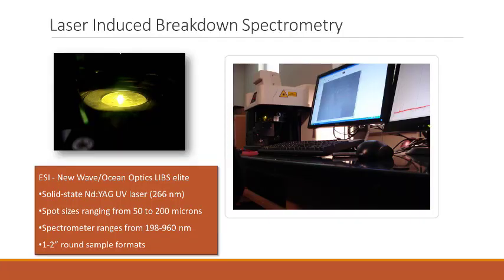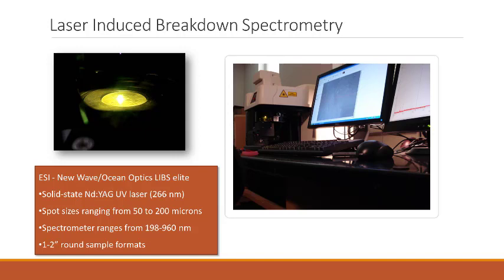Let's begin with the microionization technique, which yields visible and near-visible spectra. Laser-induced breakdown spectroscopy is a technique that applies a laser to a sample, heats the sample, and produces a light that is then characterized by a spectrometer. MSU Texas houses an ESI New Wave Ocean Optics LIBS Elite.